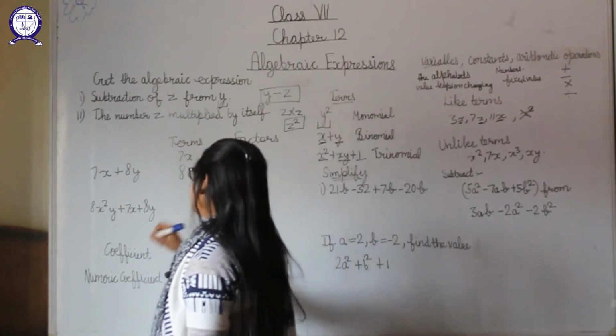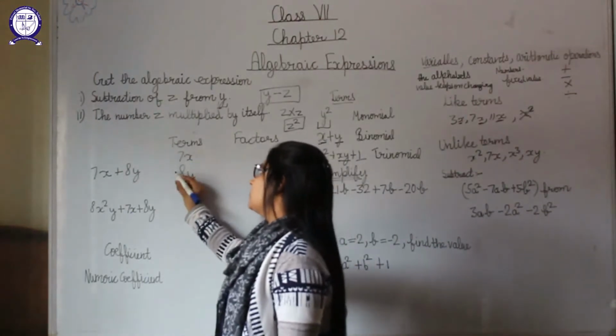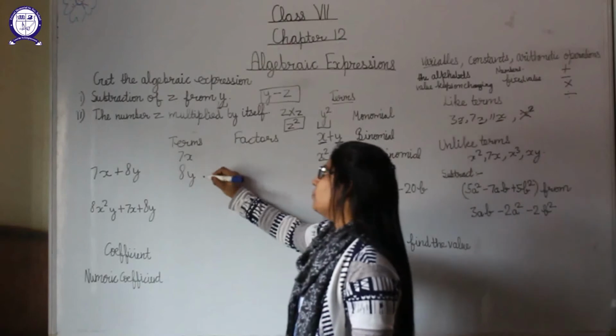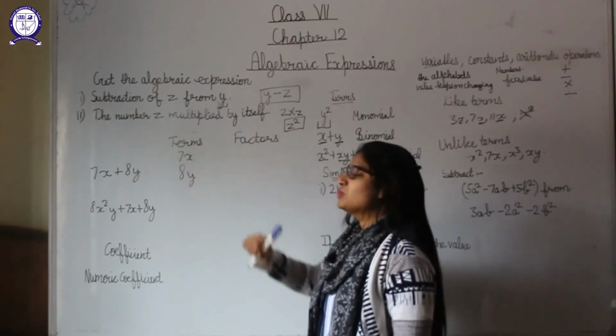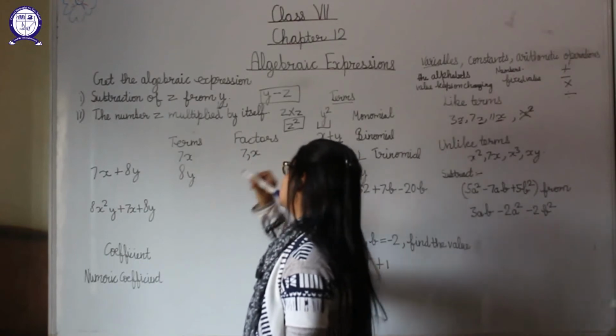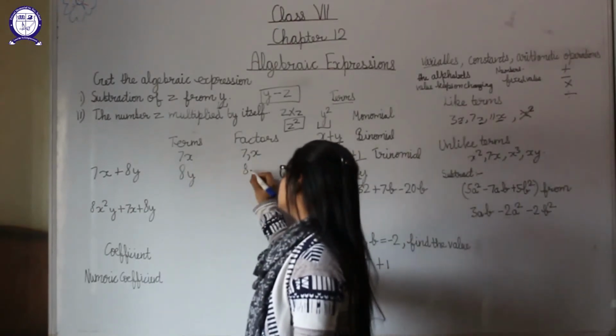These two are the terms in this, 7x and positive 8y. So I am not writing the positive sign, 8y. Now we have to tell about the factors. So in 7x, what will be the factors, students? 7 and x. These are the two factors in this. In this also, 8y, what are the two factors?